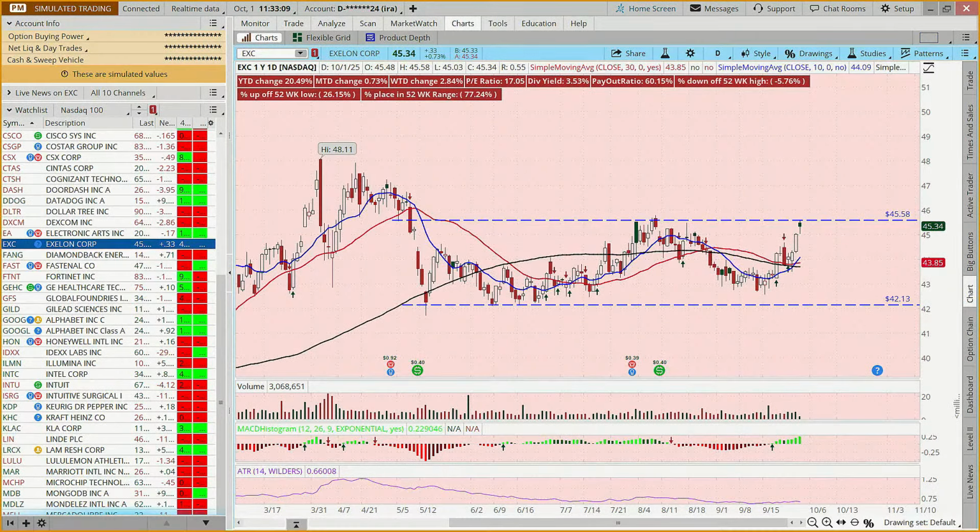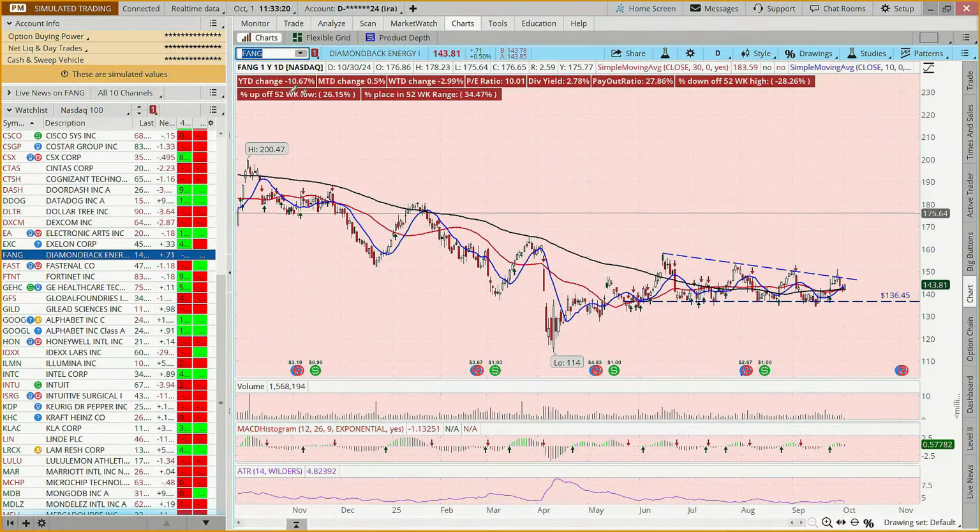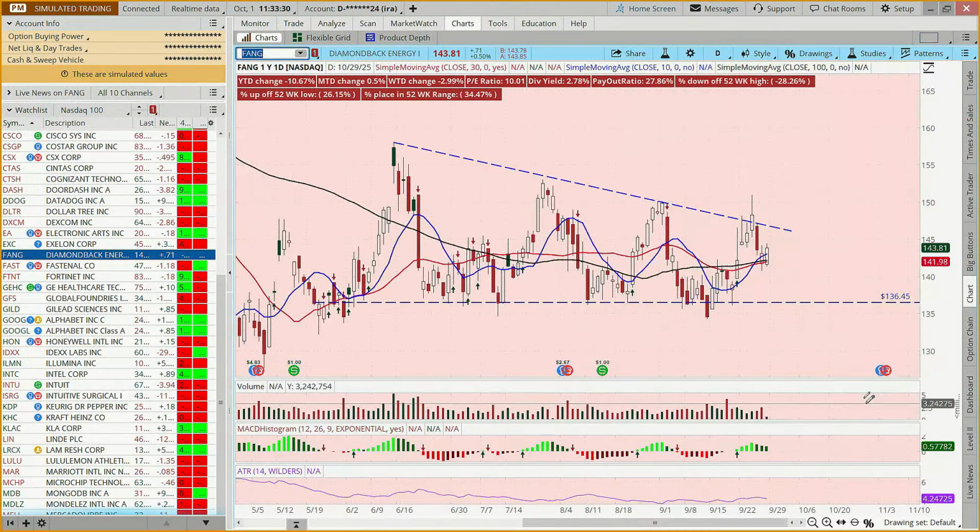How about we look at FANG? Now, this is not a pet adoption stock. This is Diamondback Energy. Here we have a stock that's been on the struggle bus. It's down over 10% so far this year. So why are we looking at it? Well, it started to come up and then it's forming this pennant pattern. It's up 0.5% today, but has it broken out?